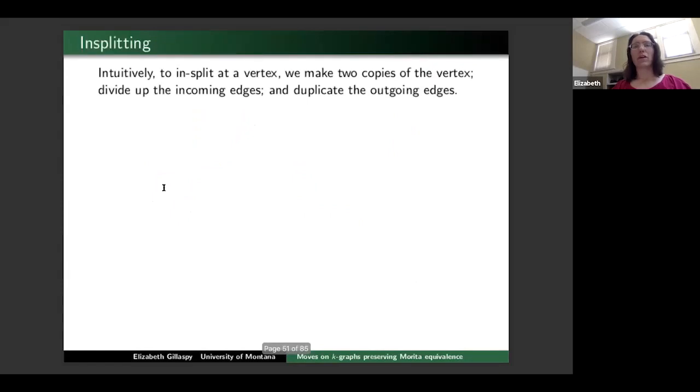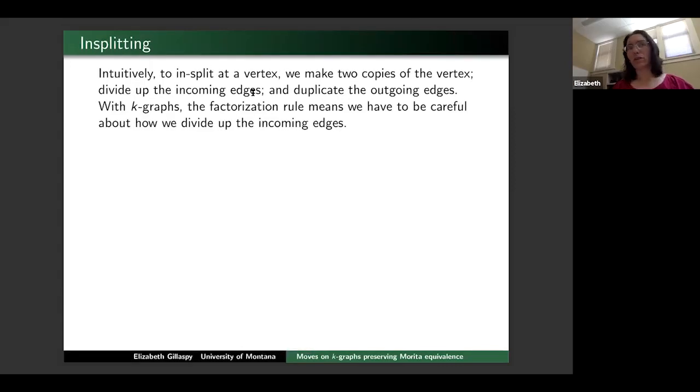So let's move on and talk about insplitting. So the idea with insplitting is that you're going to take a vertex v, make two copies of it, and then split up the edges that are coming into v among those two vertices. All of the edges that were coming out, you're going to make two copies of those, right? One coming out from v1 and one copy coming out from v2. In directed graphs, that's all you do.